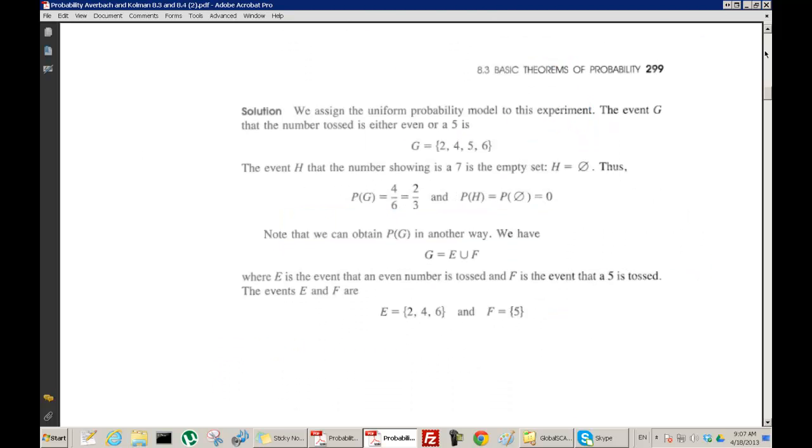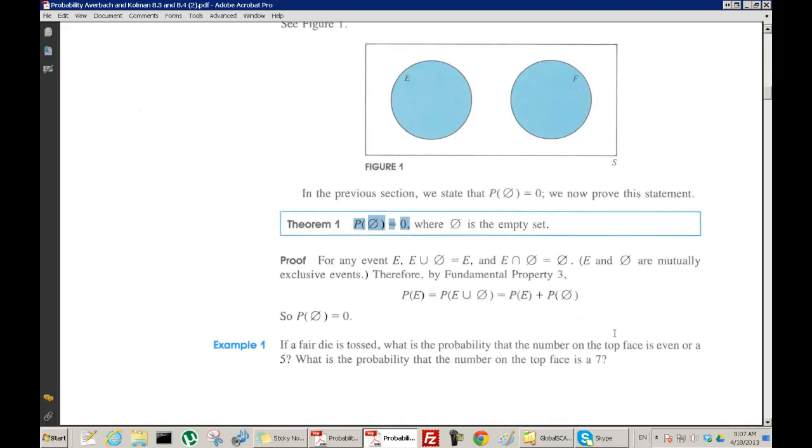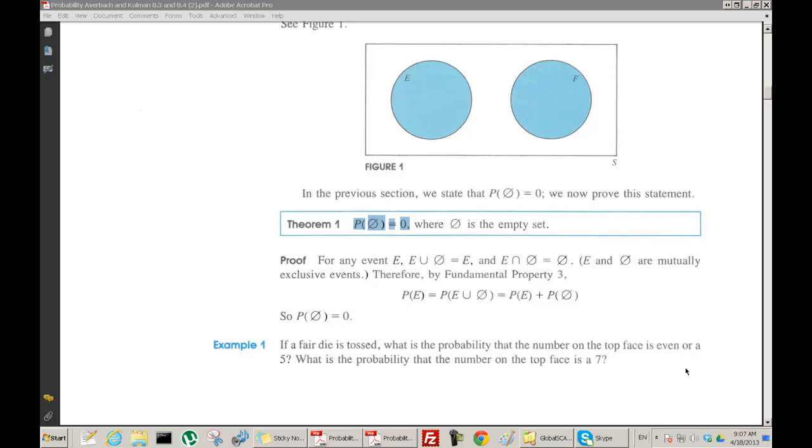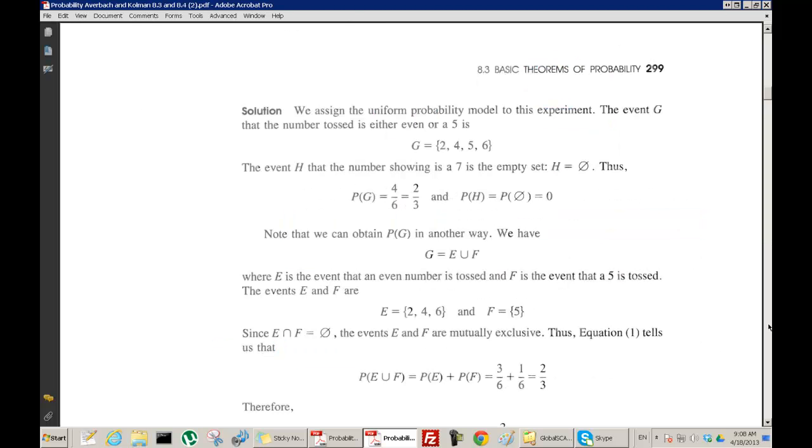Now they say, okay, maybe it's not just an abstract theorem, but might be useful. If a fair die is tossed, what is the probability that the number on the top face is even or a 5? And then secondly, what is the probability that the number on the top face is a 7? Well, we already know that 7 is impossible, so it's going to be 0, but let's just go through it. We assign the uniform probability model to this experiment. What does that mean?